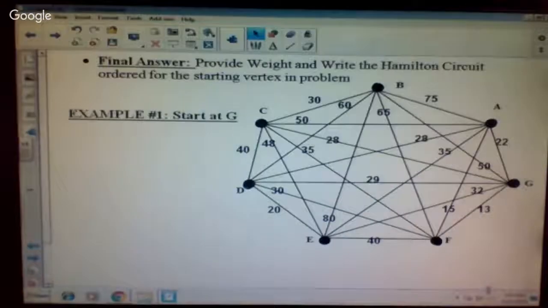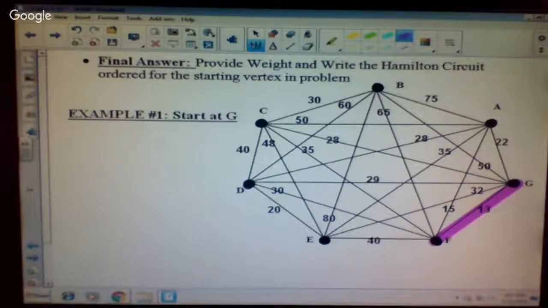Let me do this so I can get my highlighter here. Okay, looking at this graph, I want you to find the smallest number possible. 13. So you're going to take your highlighter or your pen, whatever you have, and you're going to draw a line. Okay, I prefer highlighter at this point.